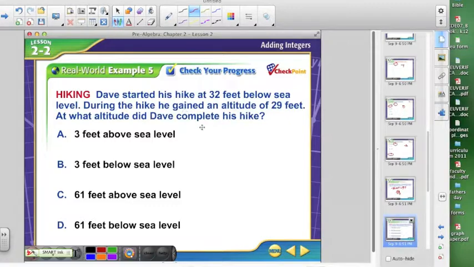All right, well, if Dave started at 32 feet below sea level, that's going to be what? A negative 32, because he's below sea level. He gained an altitude of 29 feet. So if he gained an altitude, is that going to be positive or negative? Right, it's going to be a positive 29. So where did he end up? Well, what's negative 32 plus 29? Okay, what do I do? Add with unlike signs.